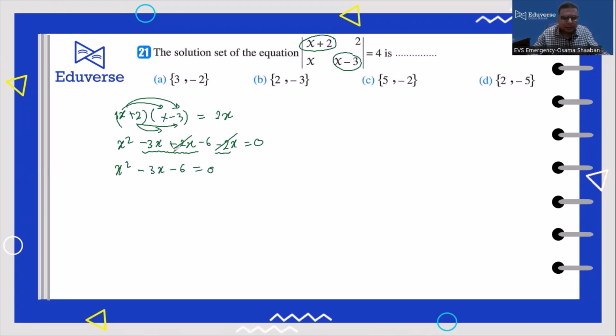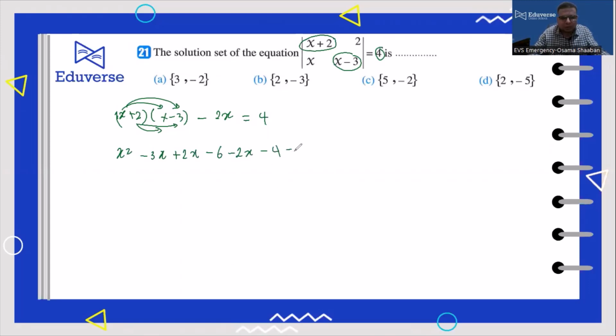Here we can make factorization, but sorry, the right side is not 0, it equals 4. So x squared minus 3x, plus 2x, minus 6, minus 2x equals 4. You can put minus 4 on the other side.